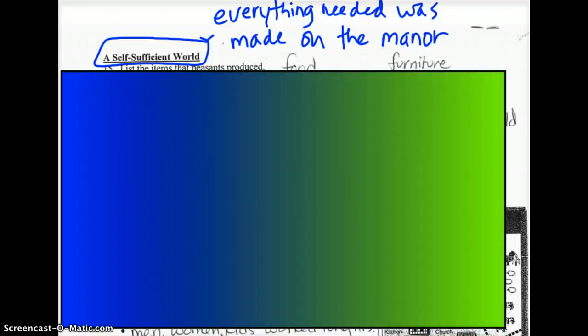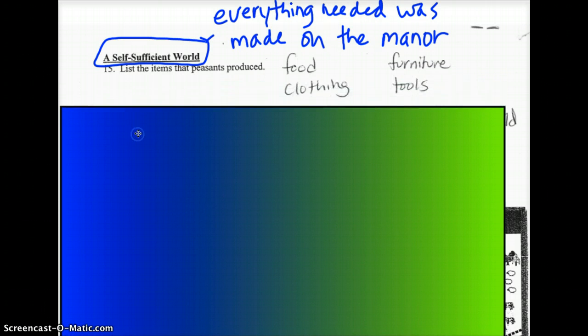So at the top, the heading mentions a self-sufficient world. If you've watched Mr. Zoller's video, which you may or may not have already watched, he talks a lot about self-sufficiency. And I wrote on the paper, as you see, what did it mean to have a self-sufficient world? So you should write in what I wrote at the top. Make sure if you skip number 15, you write in some of the items produced by peasants.